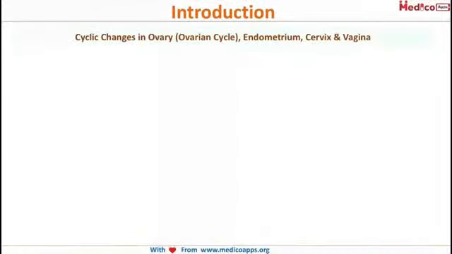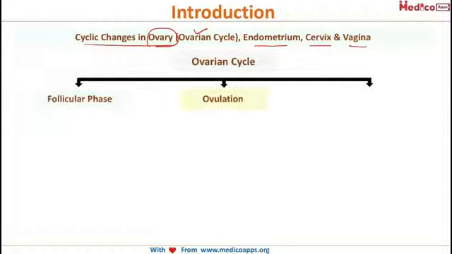Now we know that the menstrual cycle is nothing but the cyclical changes in the ovary, endometrium, cervix and the vagina. So all of these structures undergo certain cyclical changes. Together we are calling it the menstrual cycle. However, especially for the ovarian changes, we are terming it the ovarian cycle. Now, let's see what this ovarian cycle is all about. It is broadly divided into three main phases, that is the follicular phase, the phase of ovulation and finally the luteal phase.